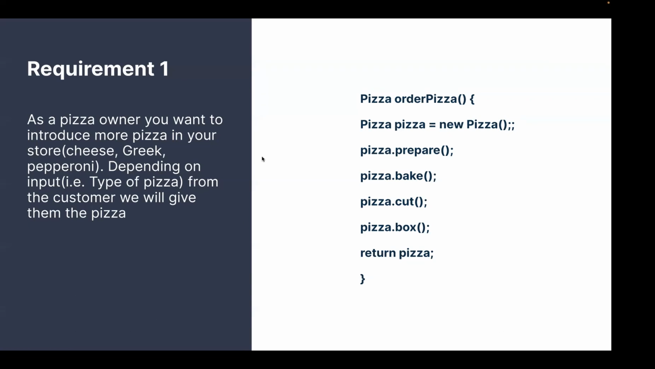With the help of inheritance, I can make pizza an abstract class and provide multiple implementations of it by extending it, with different types of pizzas. Yeah, that's one way. Any other way? There is an answer in the chat: using factory. Yeah, so people are well advanced. I think they know everything.